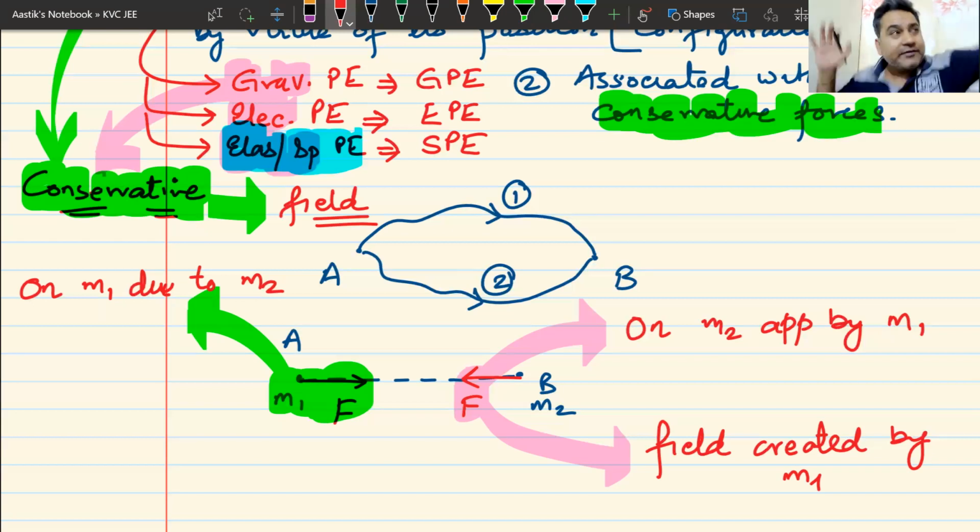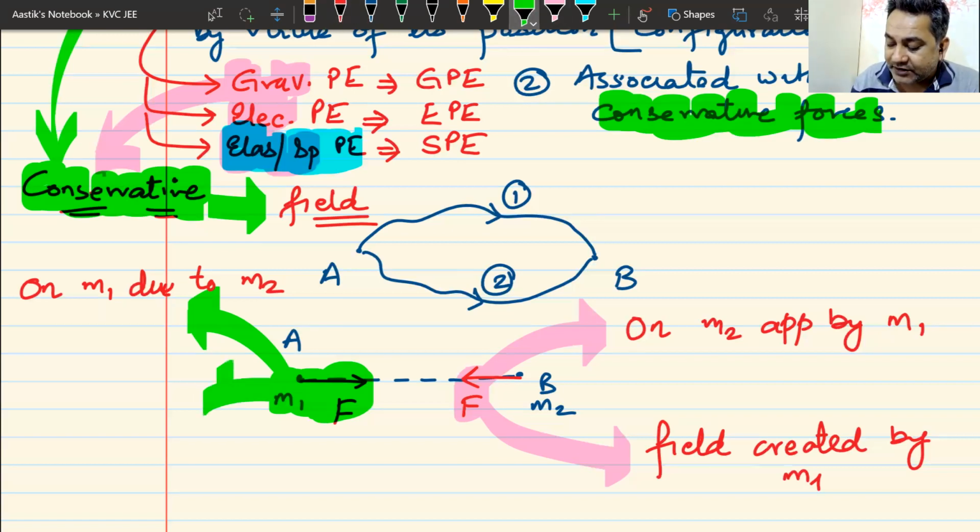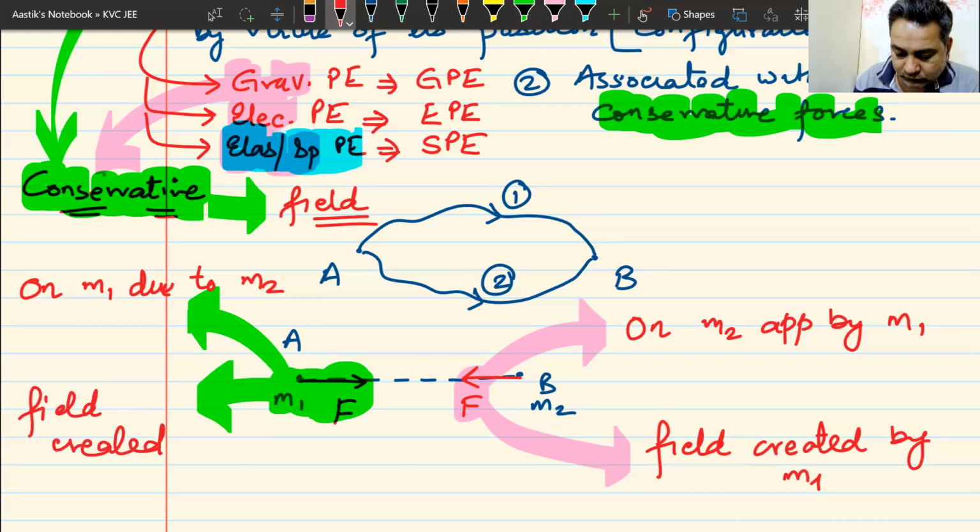So I am at liberty of creating my own fields. M2 is also creating field all over the universe. When M1 comes inside that field, M1 experiences force. So this force comes, in the wrong color, because of the gravitational field created by M2. So far, so good. We now understand the concept of field.